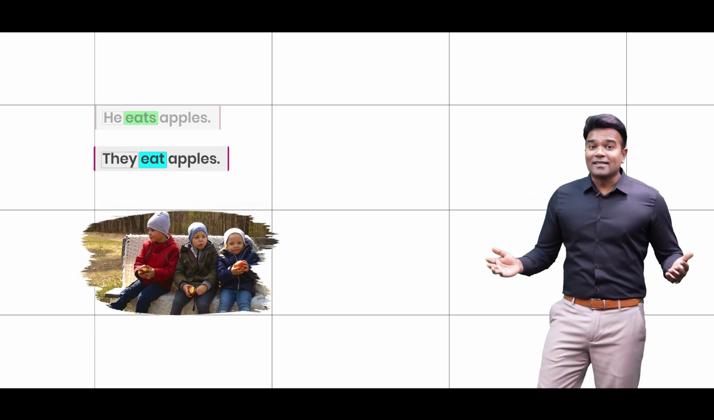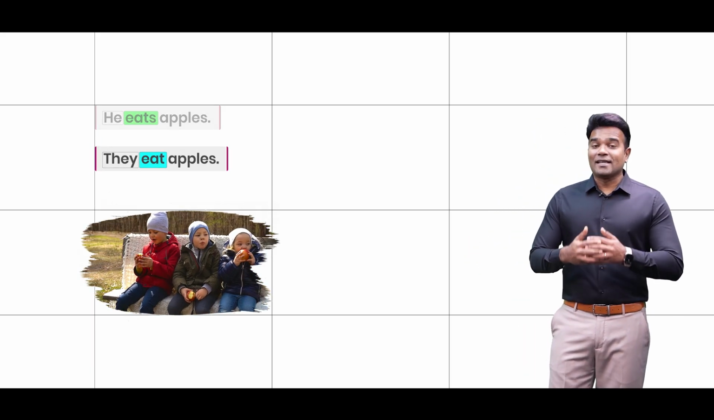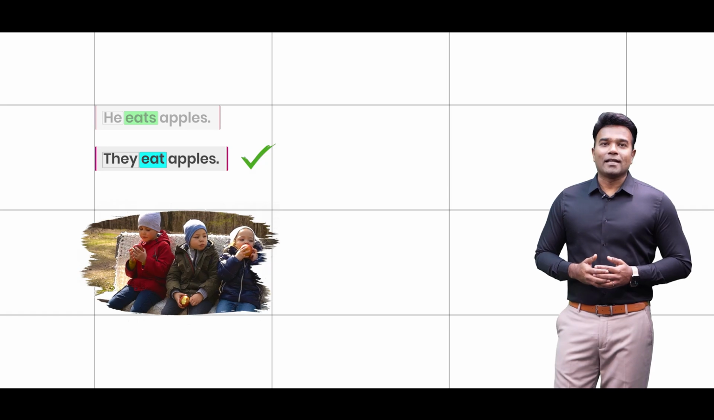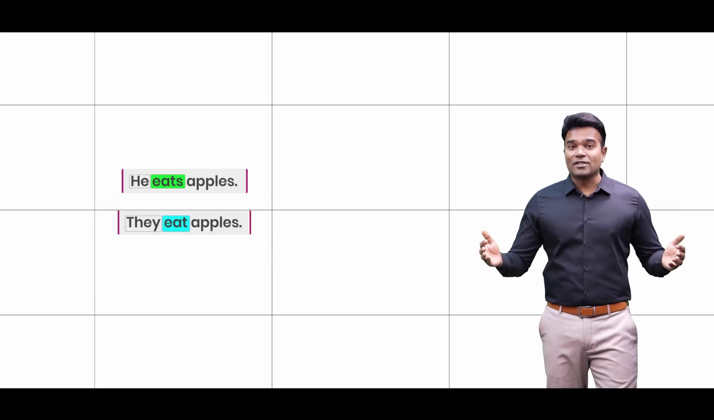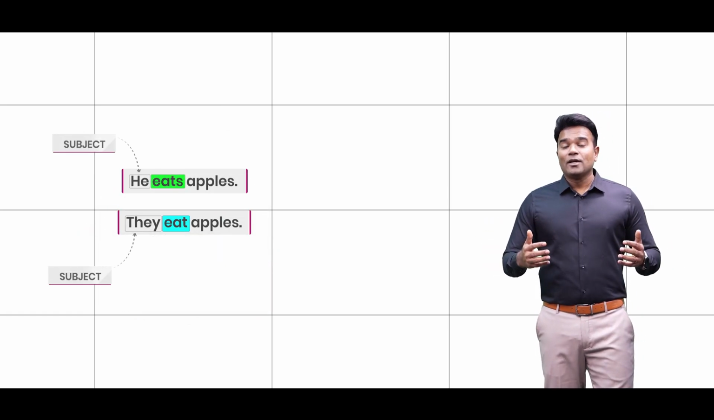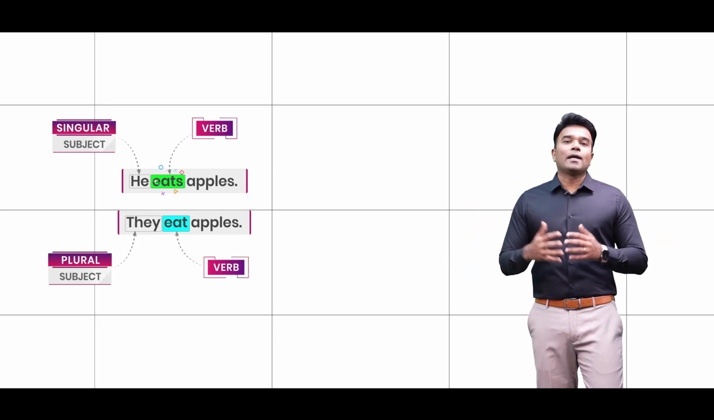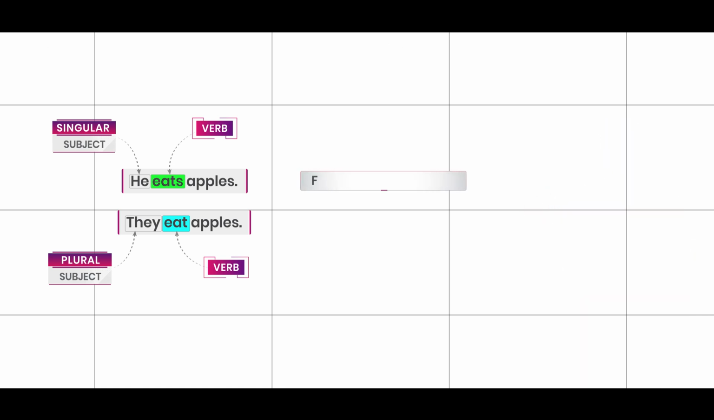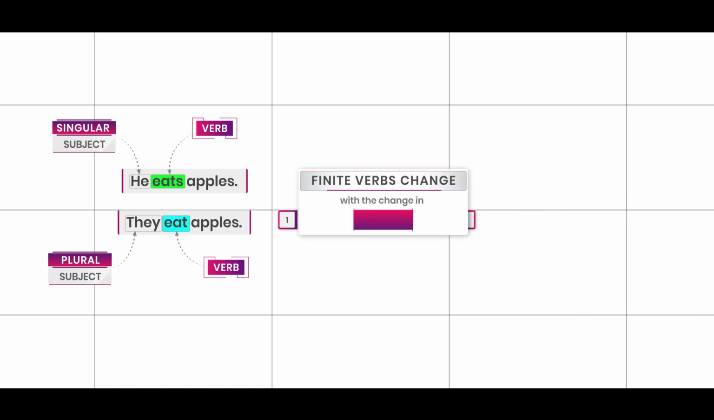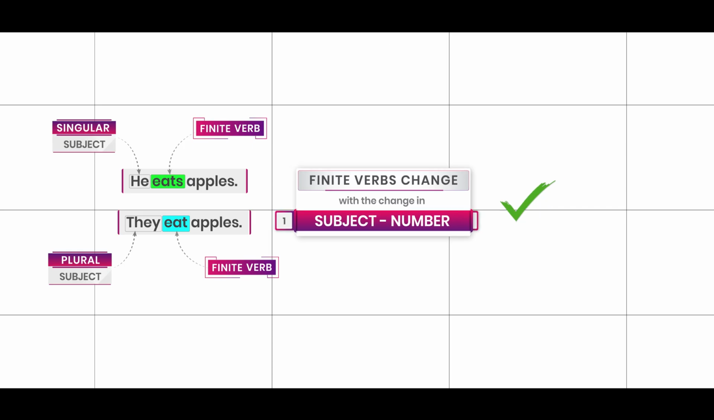Now the sentence "they eat apples" definitely is a grammatically valid English sentence, but what you have noticed here is that as the subject changed from the singular form to the plural form, the verb also changed from eats to eat. In fact, such verbs that change whenever a change in the subject number happens are what we refer to as the finite verbs, and in these sentences both eats as well as eat happen to be finite verbs, because you can notice the change in the verb as the subject number changes.